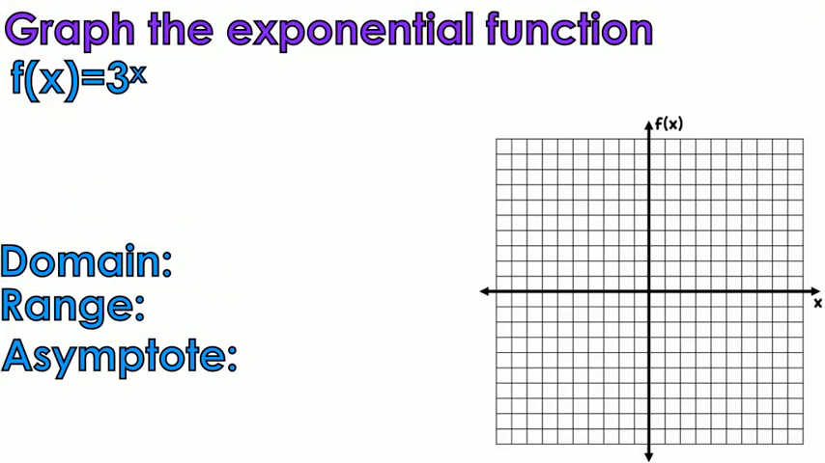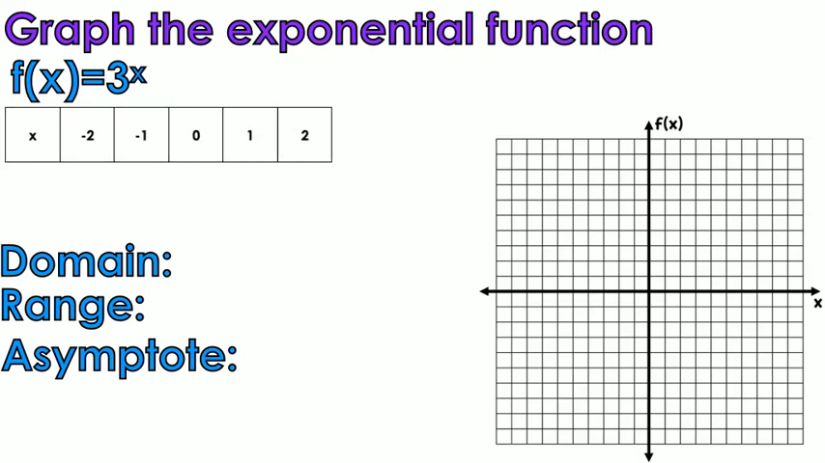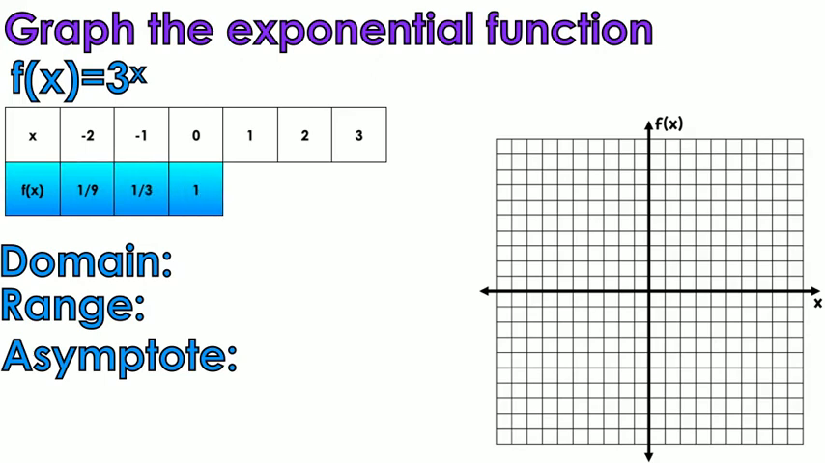Graph the exponential function. Now we're going to graph f of x equals 3 to the power of x. So instead of my base being 2, now the base is 3. When I plug in 3 to the power of negative 2, I get 1 ninth. 3 to the power of negative 1, I get 1 third. 3 to the power of 0, I get 1. 3 to the power of 1 is 3. 3 to the power of 2 is 9. 3 to the power of 3 is 27.